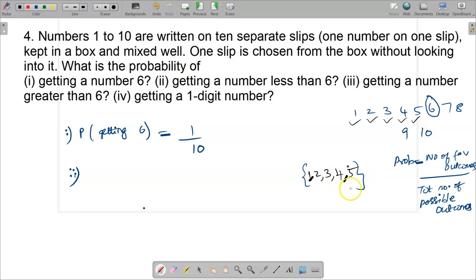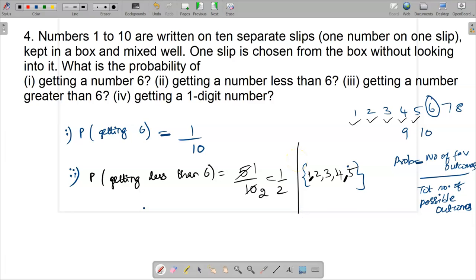So how many favorable outcomes are there? 5 favorable outcomes. So the probability of getting less than 6 is equal to the number of favorable outcomes, 5, by total outcomes, 10. 5 ones are 5, 5 twos are 10. So the probability is 1 by 2.